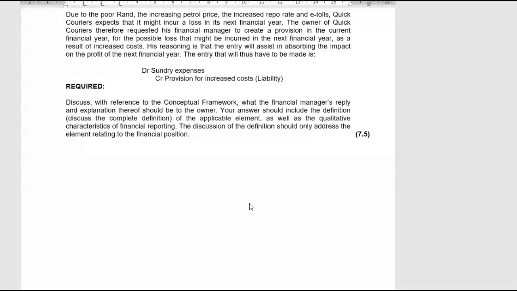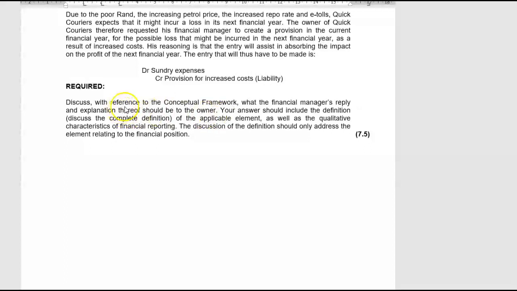His reasoning is that the entry will assist in absorbing the impact on the profit of the next financial year. The entry that will thus have to be made is debit sundry expenses and credit provision for increased costs, which will be a liability. Now, obviously, that one will be an expense.